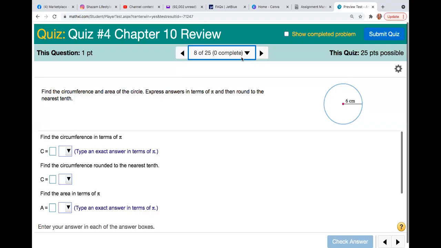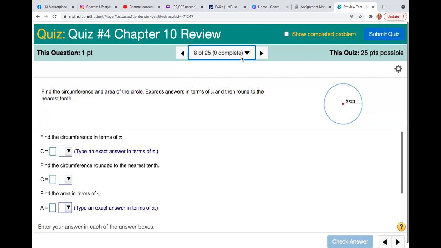Okay, so we are going over number 8. And in order to do number 8, guys, you need a couple of formulas, okay? So go to your formula sheet and locate the circle. It's at the top over here. All right, those are the formulas we're going to use.